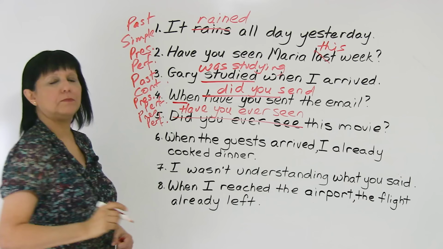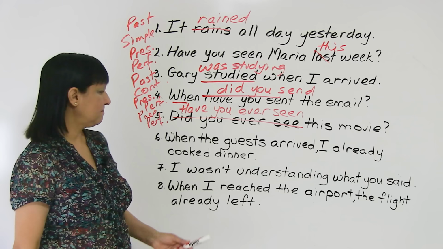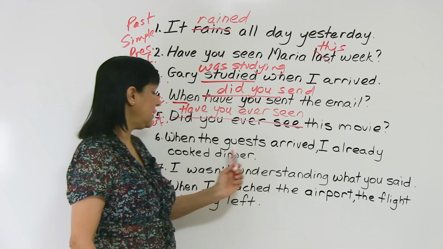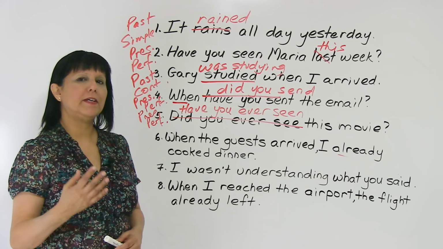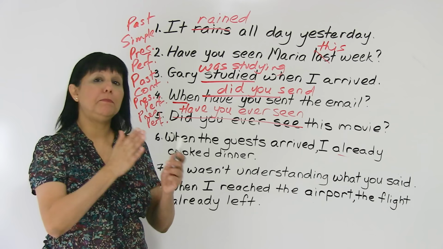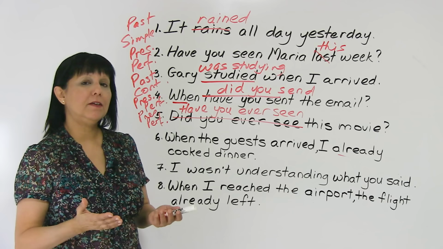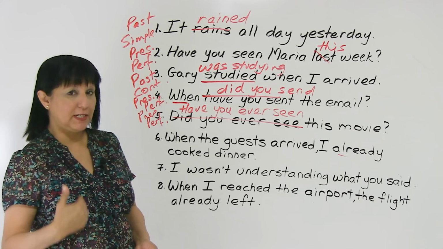Number six, when the guests arrived, I already cooked dinner. So what's wrong there? The clue is actually from this word, already, okay? So here we are talking about what? We're talking about two actions that happened in the past, but one happened before the other. What happened first? I already cooked dinner, right? I cooked dinner first and then the guests arrived.